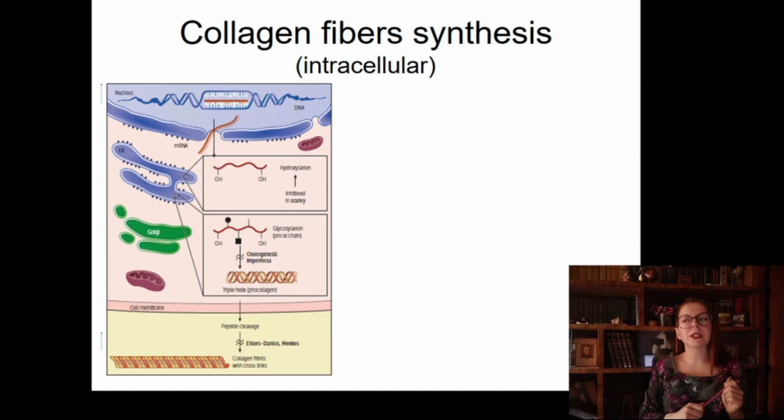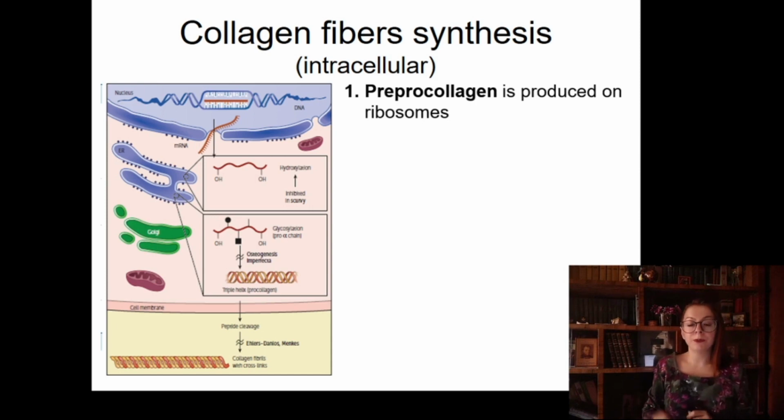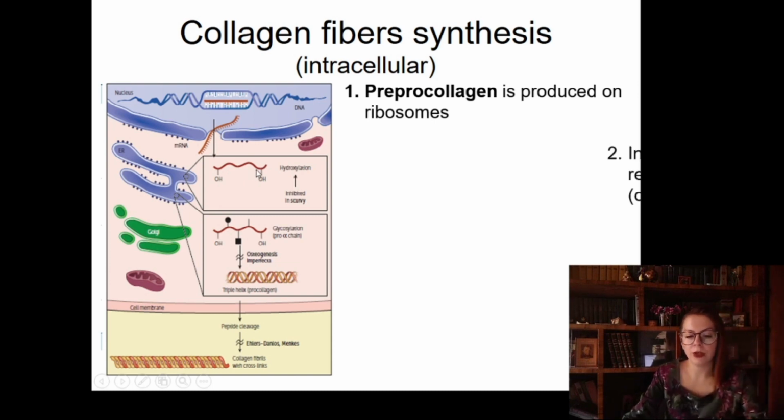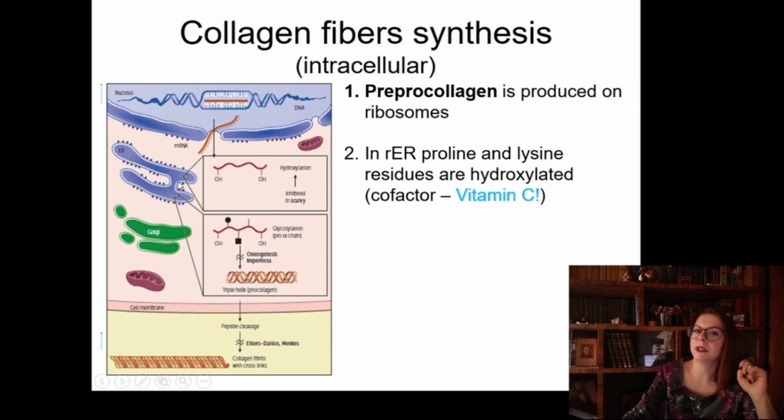Then collagen fiber synthesis, that's a very important and critical event in our connective tissue. First, collagen is produced in the ribosomes, as all proteins are. Ribosomes on the rough endoplasmic reticulum produce the pre-pro-collagen molecule inside the cisterns of the endoplasmic reticulum. Then, what happens with it inside the endoplasmic reticulum? It undergoes hydroxylation. As you remember, lysine and proline residues should be hydroxylated. And this is exactly what happens in the rough endoplasmic reticulum.